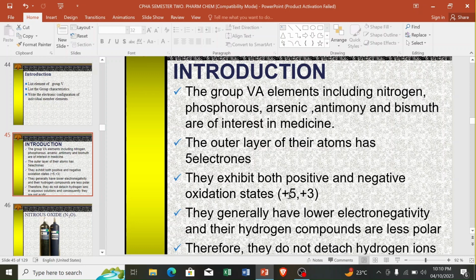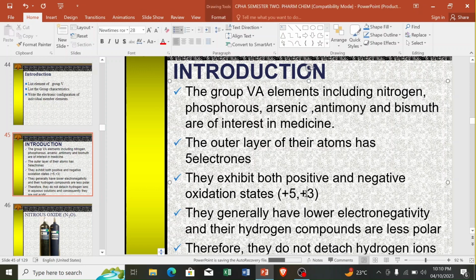So they exhibit both positive and negative oxidation states. This is plus 5, and then this 3 is minus 3. Let me give it a correction, so we have minus 3 here. So we see that it has 2 oxidation states, plus 5 and minus 3.